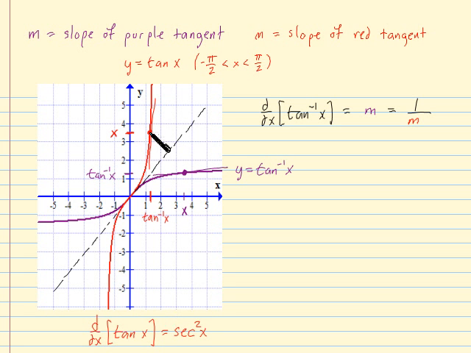If I want to know the slope of the tangent line to this curve at this input value, then that's going to be secant squared of this input value. So I know what red M is. It is secant squared of this input value, inverse tangent of x. Now, this isn't too bad, but we can actually go a step further. Keep in mind that the inverse tangent of x is an angle. Let's call that angle theta.